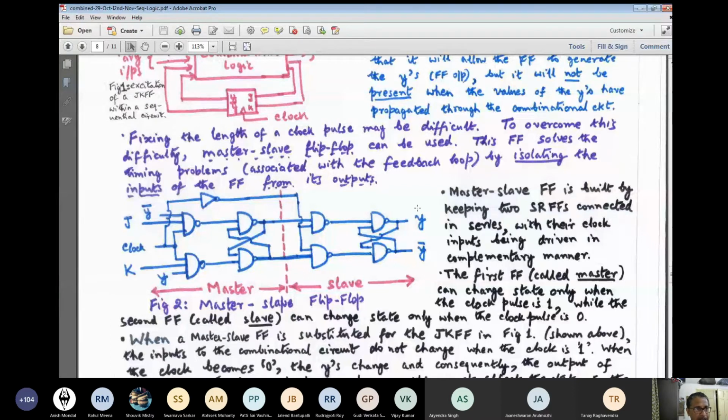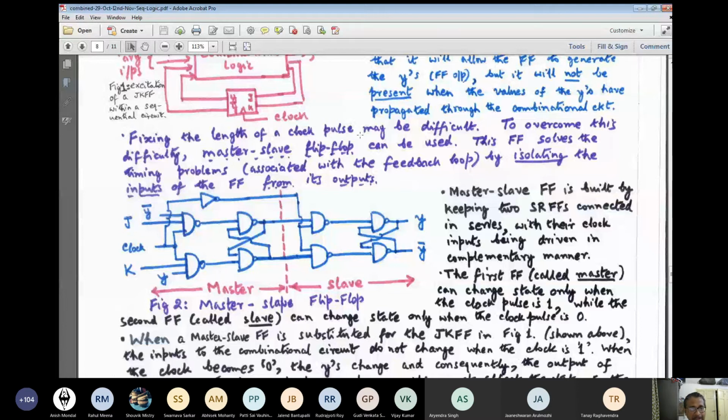First, let me explain. This Y and Y bar will be generated when the clock is 0. Whereas the first stage, say YM, that is the master Y. This is the slave Y, the final Y. So the output at the end of the master stage gets generated when the clock is present. However, this gets generated when the clock is 0. And this is connected again to J, but via one combinational logic.